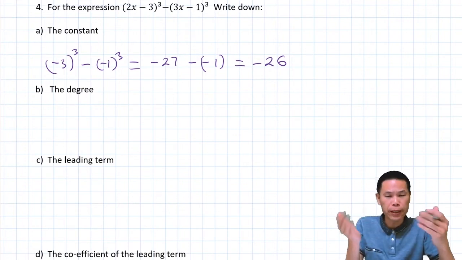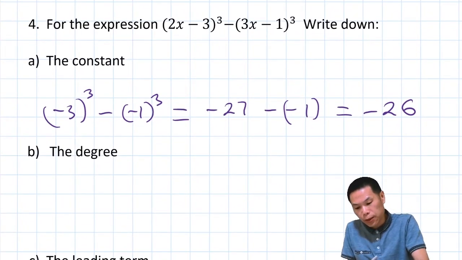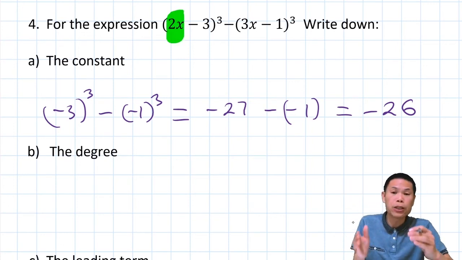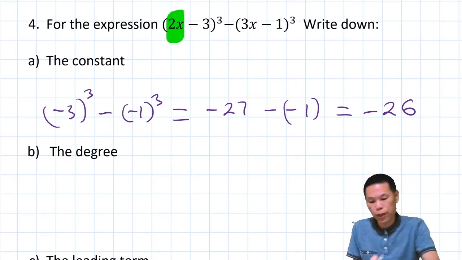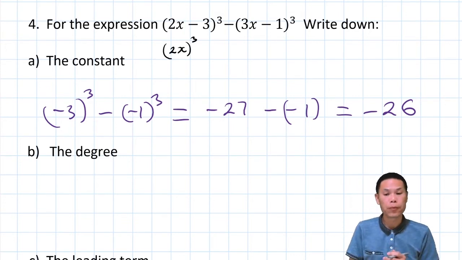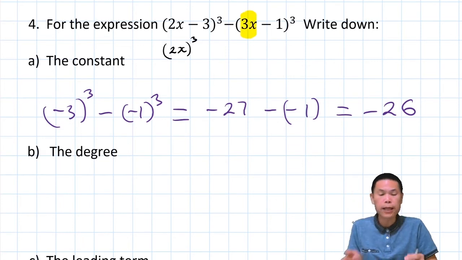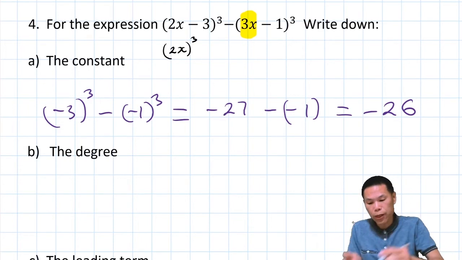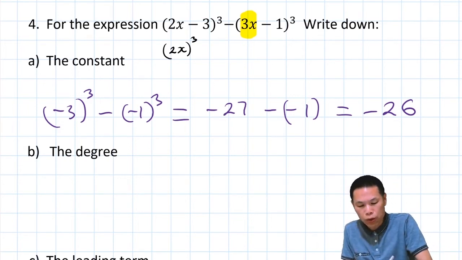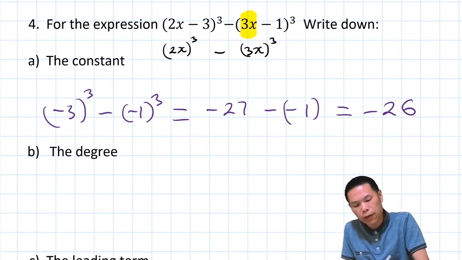Now to work out the degree, of course, we need to work out the leading term first. Then we can find the degree, right? So let me just focus on this first. In here, the leading term inside the bracket is 2x. But then it's power 3. So the leading term for this is 2x to the power 3. And the leading term for the second one inside this bracket here is 3x. But it's power 3 again. So we just go 3x to the power 3. And then we just minus it. Of course, this minus here, we just copy that out.